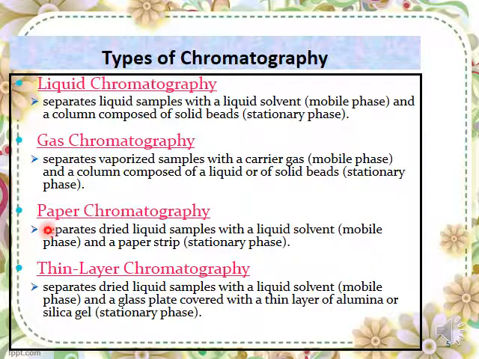The third type of chromatography is paper chromatography. So paper chromatography will separate a dried liquid sample with a liquid solvent that acts as the mobile phase, and the stationary phase would be the paper strip. Similarly, thin layer chromatography has the same mechanism. It separates a dried liquid sample, only that the stationary phase is a glass plate covered with a thin layer of alumina or silica gel.